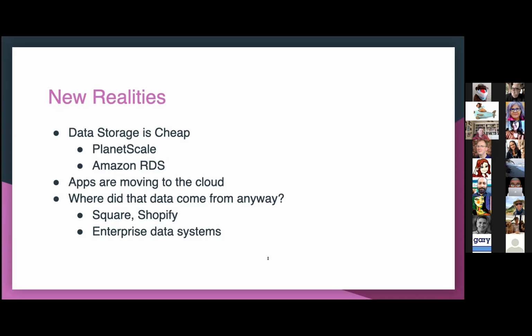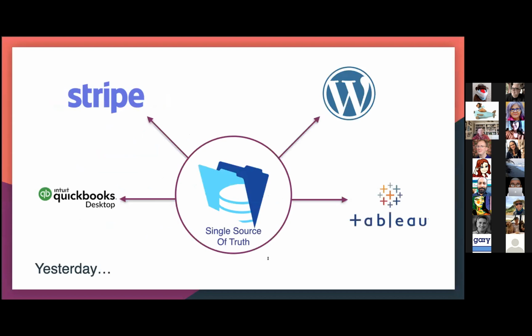So at least for us, yesterday's model looked sort of like this. We had our FileMaker databases at the center, and they were the single source of truth. And if we had to do some accounting stuff, we pushed some data into QuickBooks. If we had an online store or something, we pushed that data out to Stripe. If we wanted to have a website or a blog, we pushed that data out into WordPress. If we wanted to do data visualization, we pushed that data out to Tableau. But if it didn't exist in FileMaker, it might as well not have existed at all, because FileMaker was where we went to look at the single source of truth for that data.